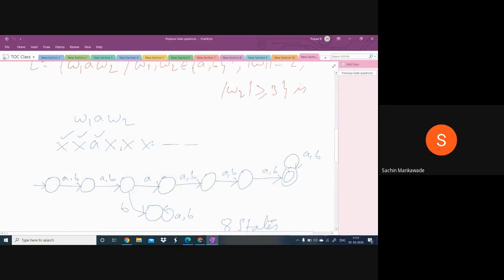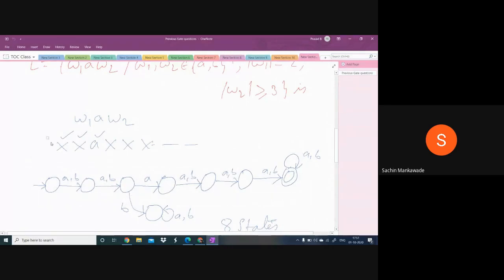After that, W2 of length 3. So this is length 1, length 2, A or B, length 3. So W1, W2, length 1, length 2, length 3. The W2 can also have length more than 3, so there is a self loop. Minimum length 1, 2, 3. The W2 length minimum 3 can be more than that, self loop. So this is W1 with length 1, 2, after that A, after that length 1, 2, 3.